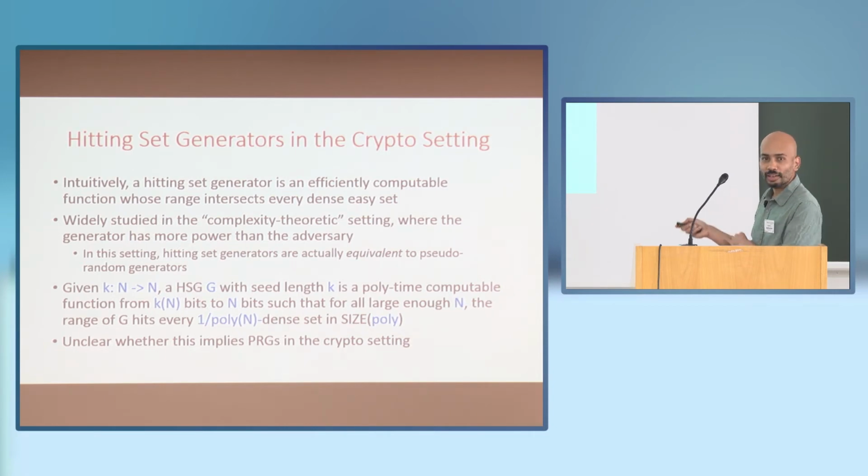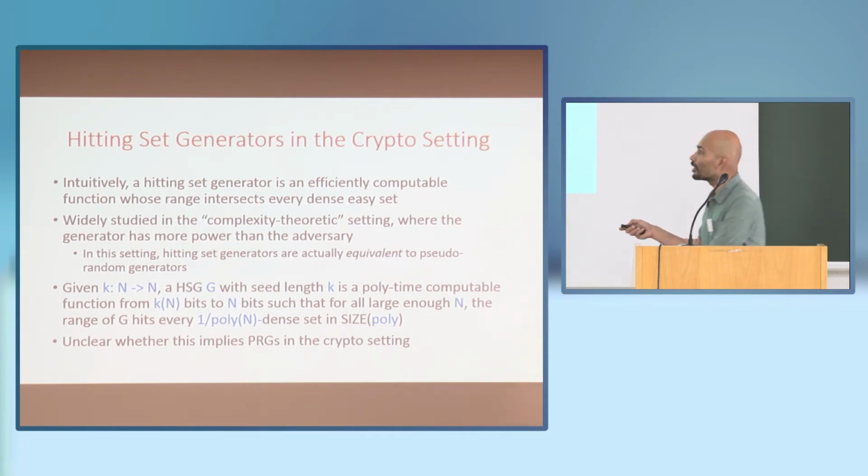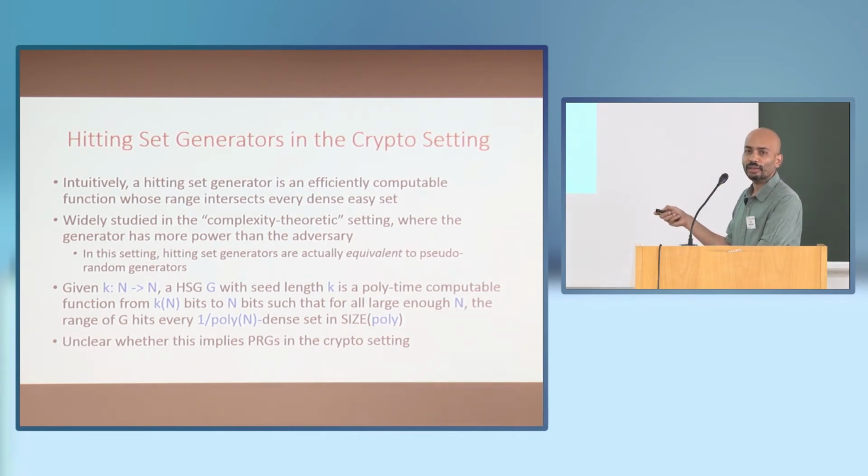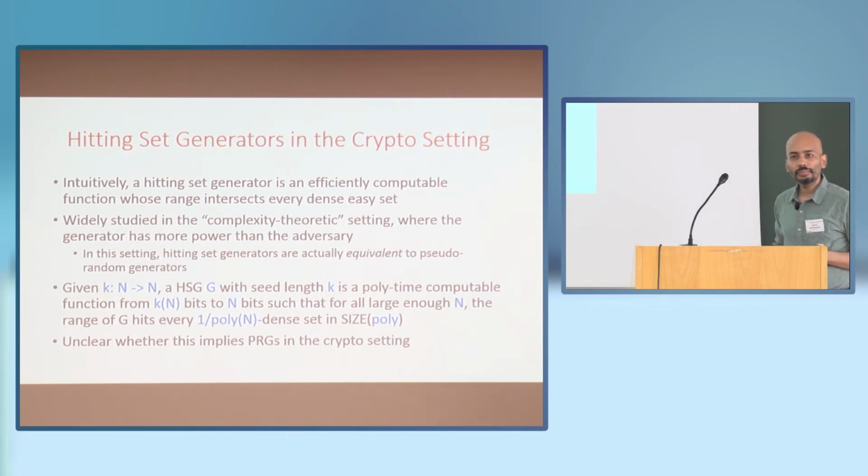So we're in the crypto setting. The success probability depends on the size of the set? You just want the hitting probability to be fixed? No, there's no probability. It just hits. It just intersects. The density is fixed. So it doesn't change.